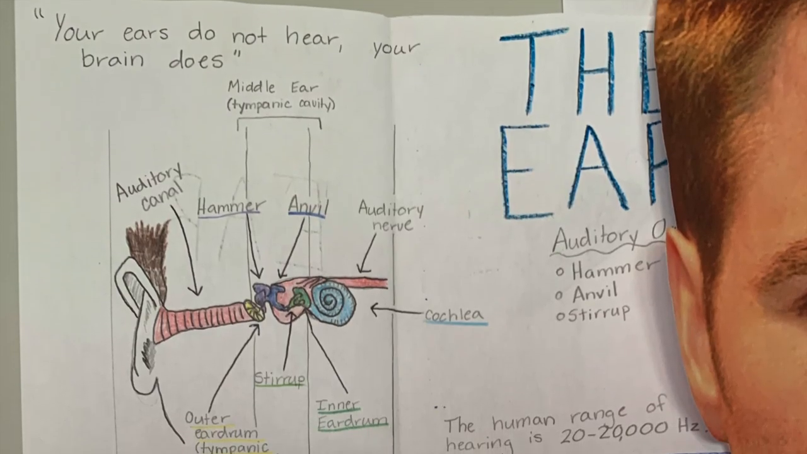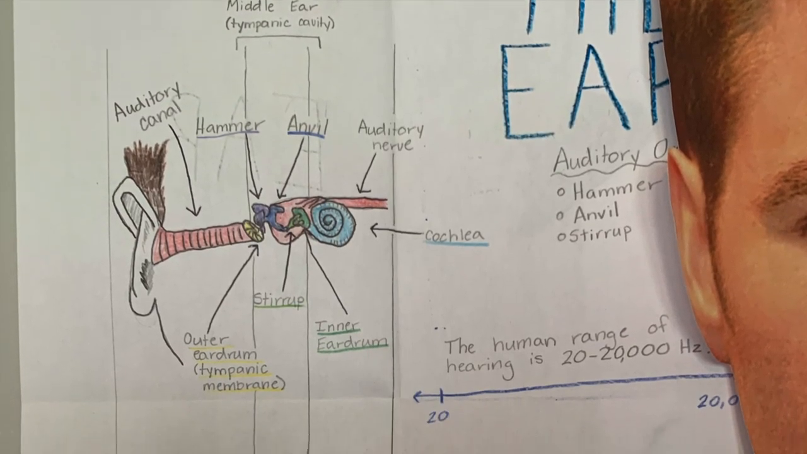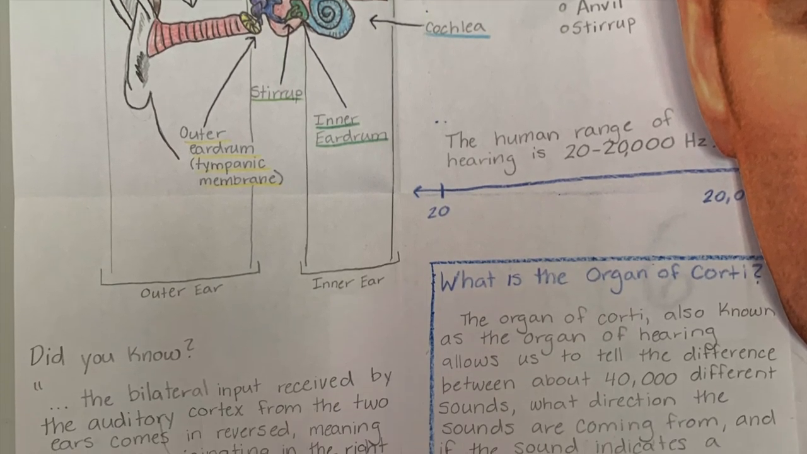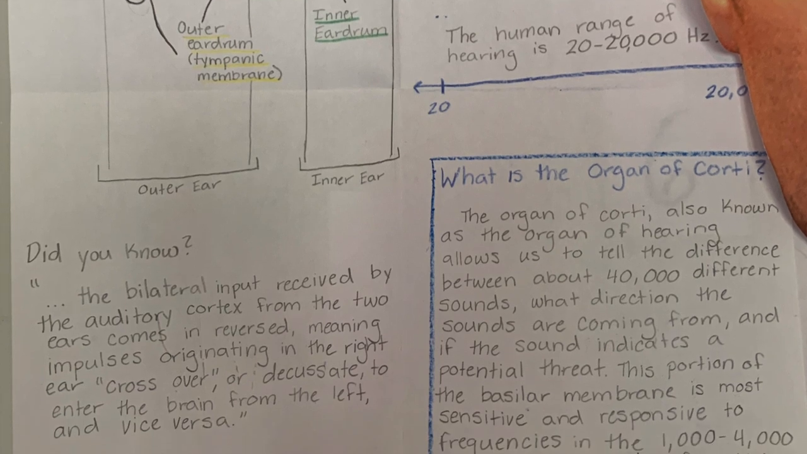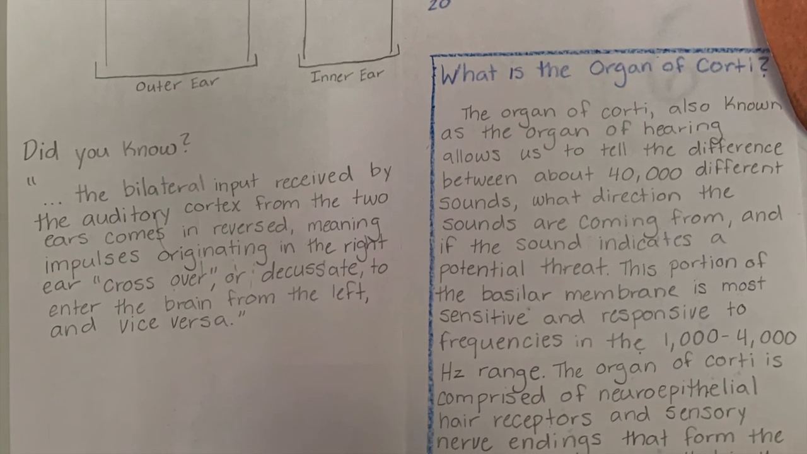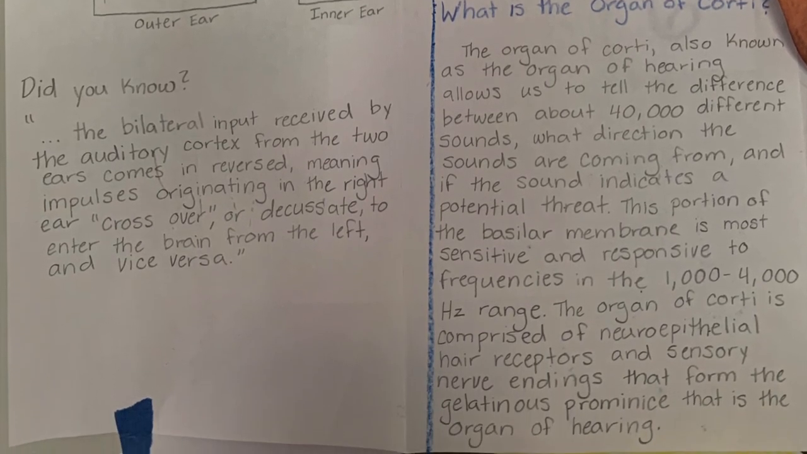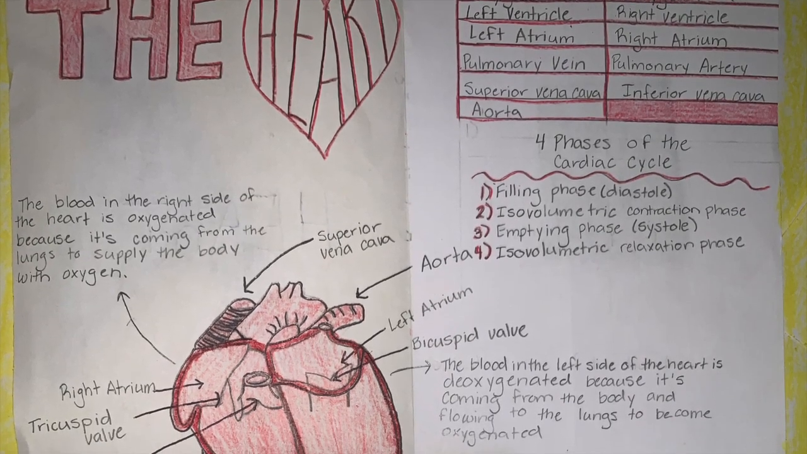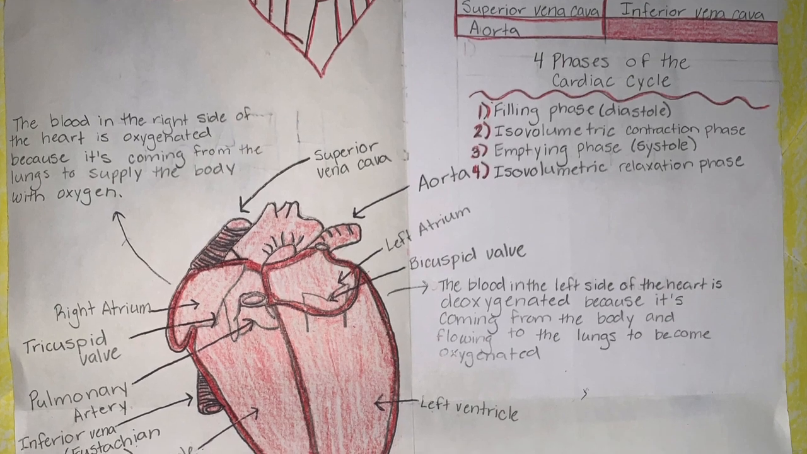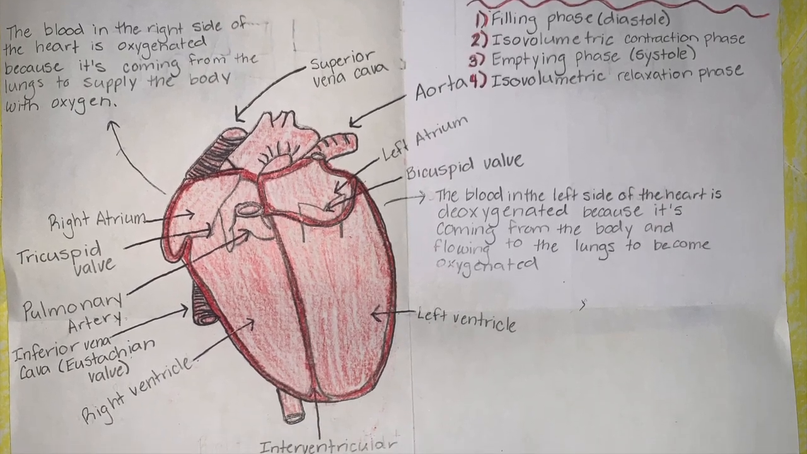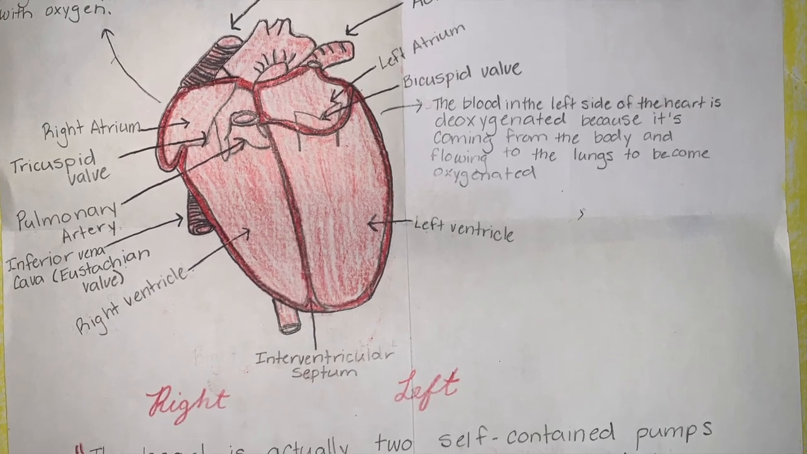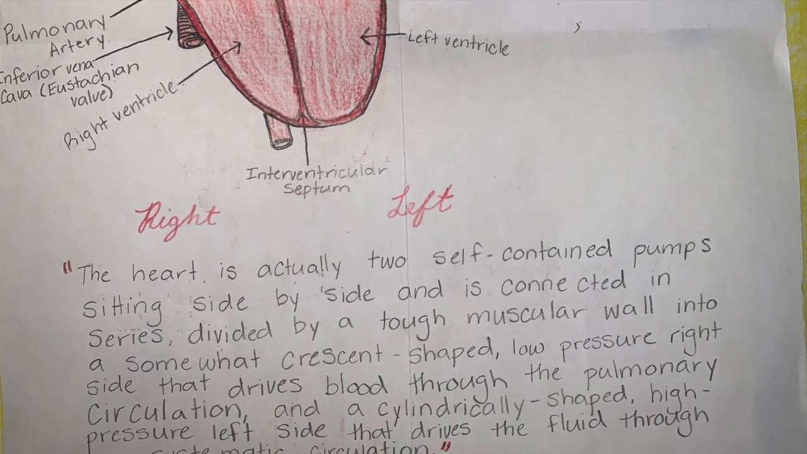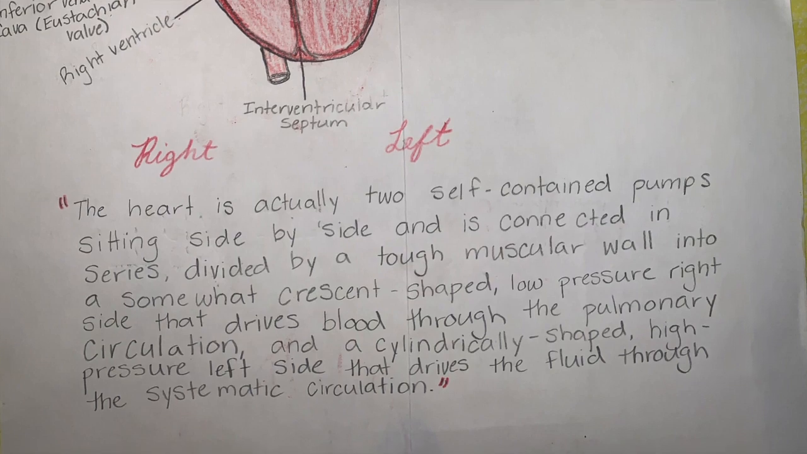Here in the ear portion of Chris Pine, we have the inner, middle, and outer ear labeled in a diagram, the auditory ossicles labeled, the human range of hearing, which is 20 to 20,000 hertz, as well as information on the organ of Corti. Here in the heart, we have stated the oxygenated and deoxygenated parts of the heart, the 4 phases of the cardiac cycle, a diagram of the heart labeled, and we also have an important quote about the heart from our textbook.